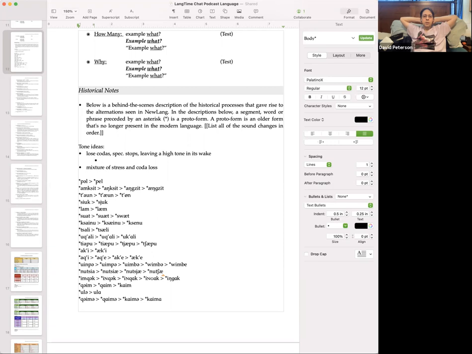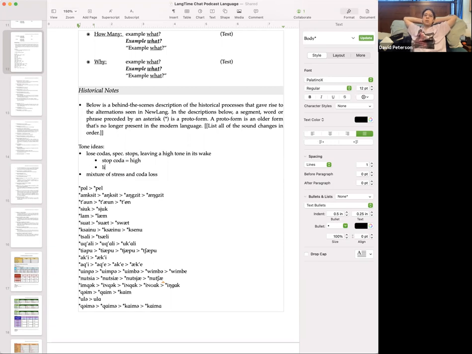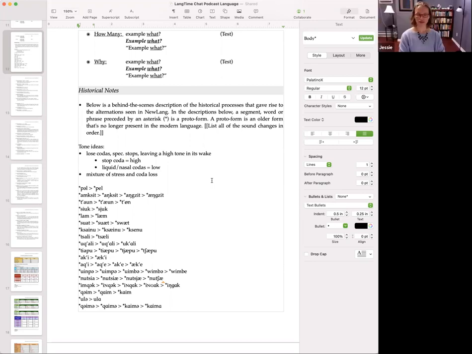Same thing with the liquid codas. So like I'm looking at bel. Okay. All right, so those are some initial ideas. And then I just don't feel like we have to lose those liquid and nasal codas. They could leave a low trace, but still be there.